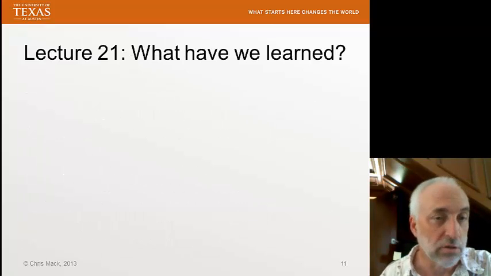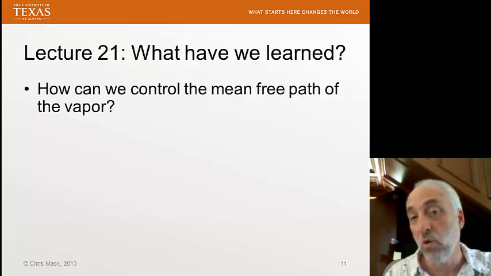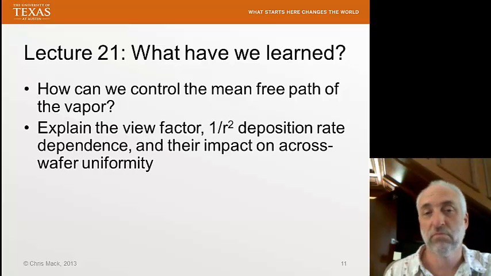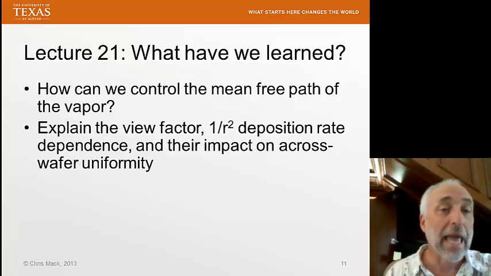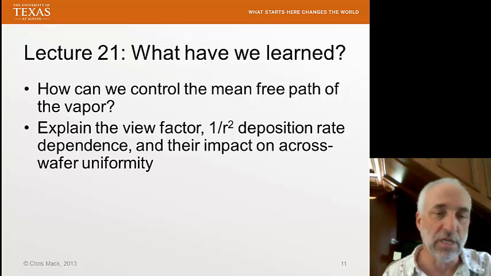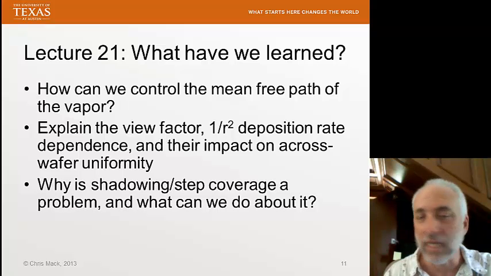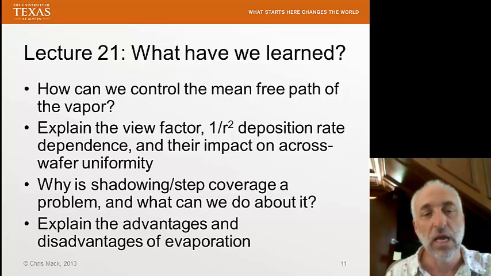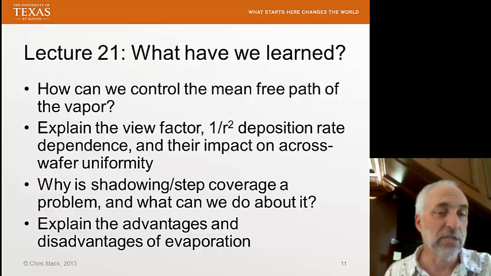Let's look at what we've learned so far. Let's see if you can answer all these questions. How can we control the mean free path of the vapor? What's the dial we use to get a longer or shorter mean free path? Explain the view factor, the 1 over r squared deposition rate dependence, and both of those factors' impact on cross wafer uniformity. Why is shadowing and step coverage a problem? And what do we do to try to solve that problem? We can't eliminate it completely, but what techniques do we have to mitigate the shadowing and step coverage problems in evaporation? And finally, explain the advantages and disadvantages of evaporation.